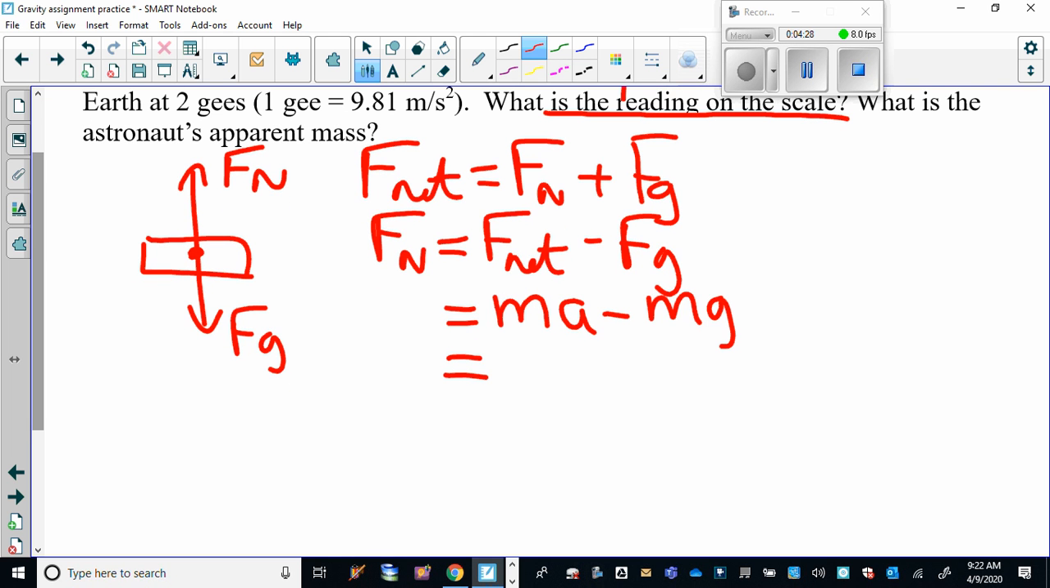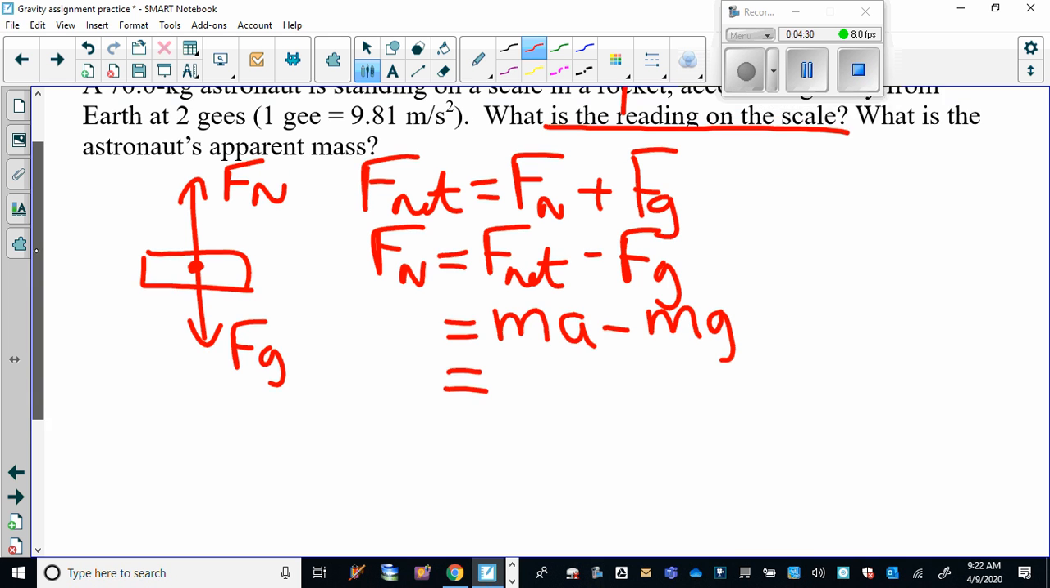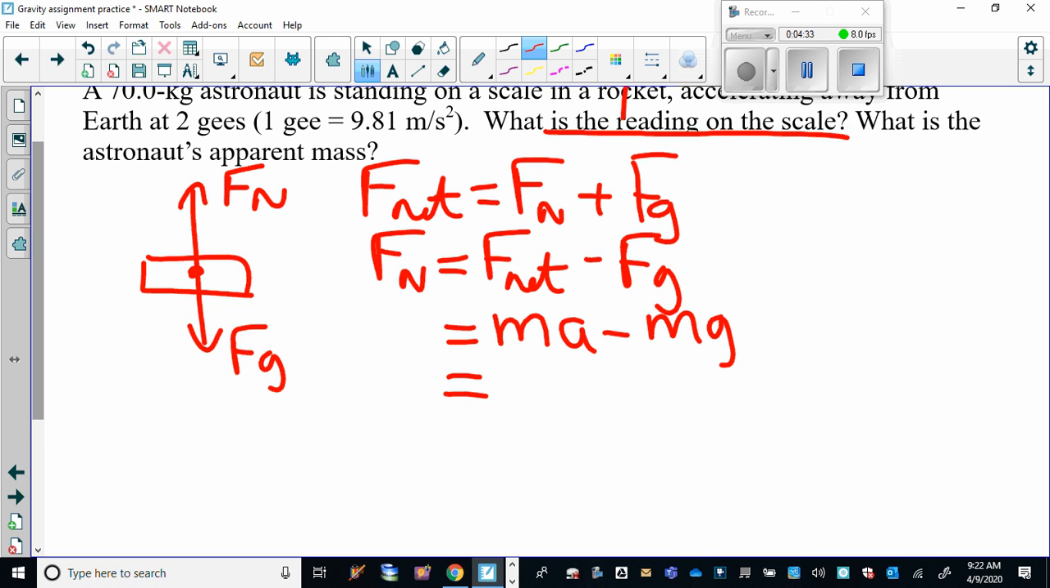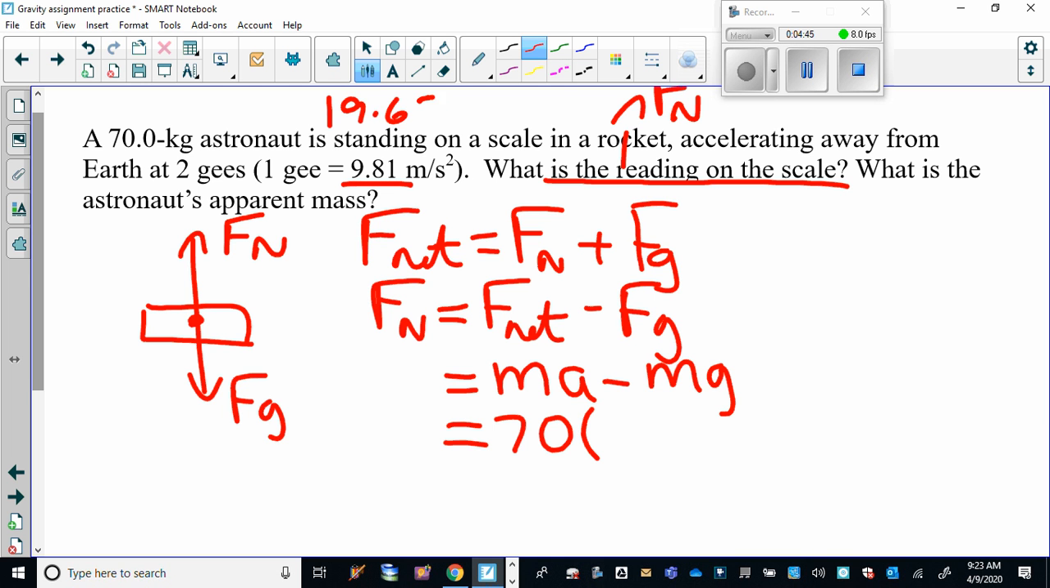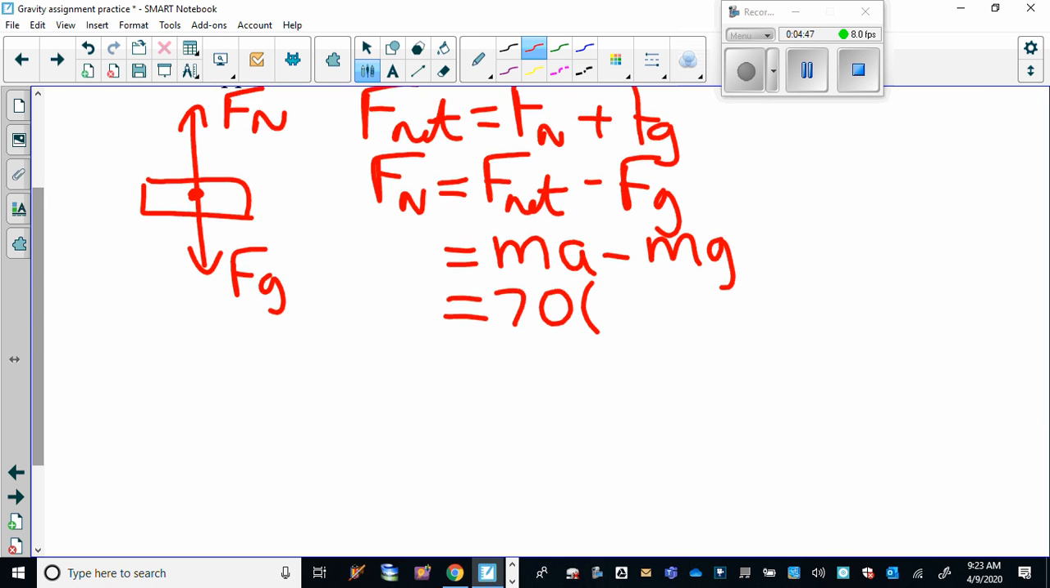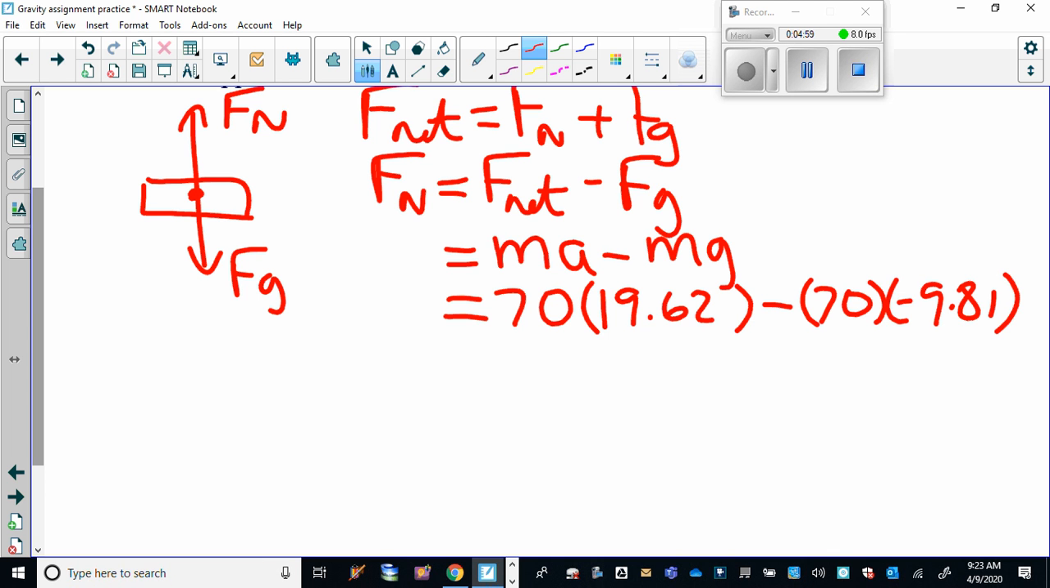The astronaut is how much? 70 kilograms, and they're accelerating at 2 Gs. So if 1 G is 9.81, then 2 Gs is double that. So it's 19.62, and that's going to be positive because they're accelerating up. The 9.81 is going to be negative because gravity is always going down.